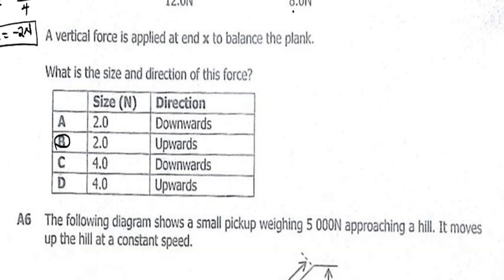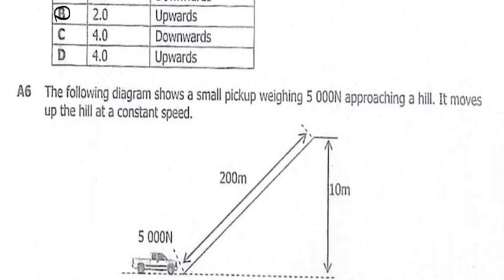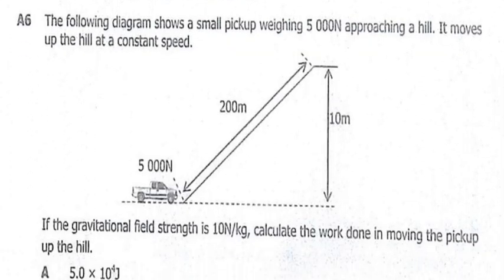We go to question 6. The following diagram shows a small pickup weighing 5,000 newtons approaching a hill. It moves up the hill at a constant speed. If the gravitational field strength is 10 newtons per kg, calculate the work done in moving the pickup up the hill. Okay, so now we are looking for work done.